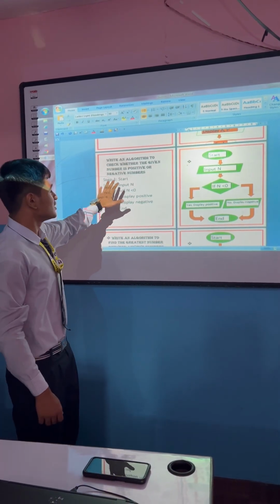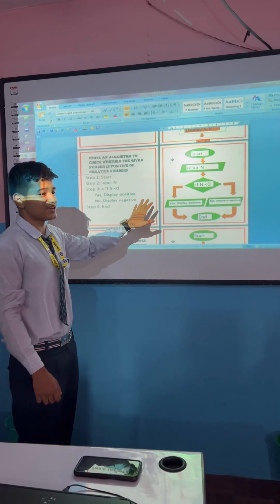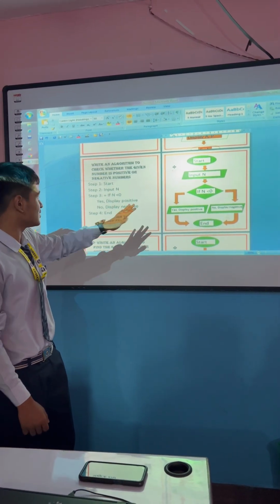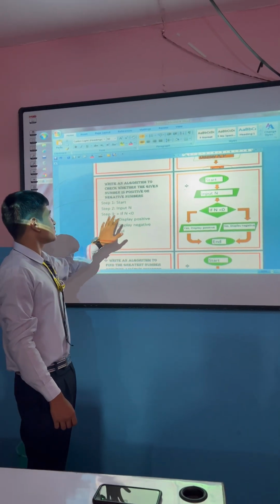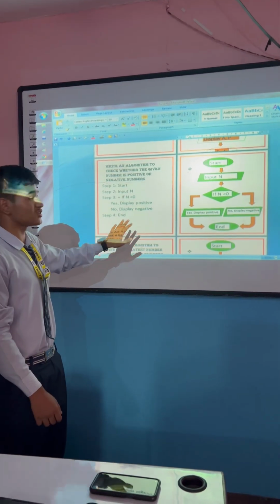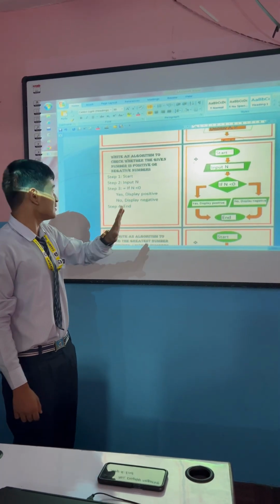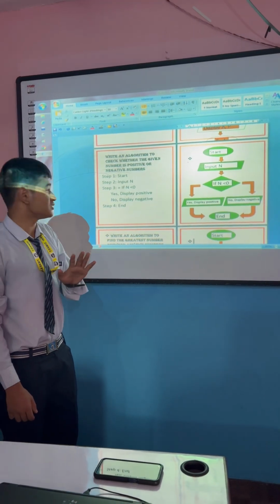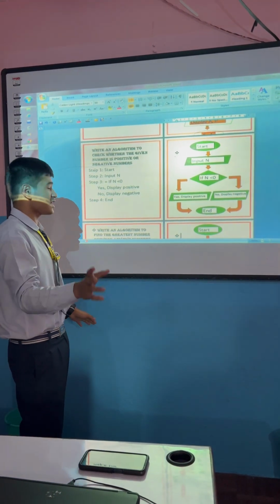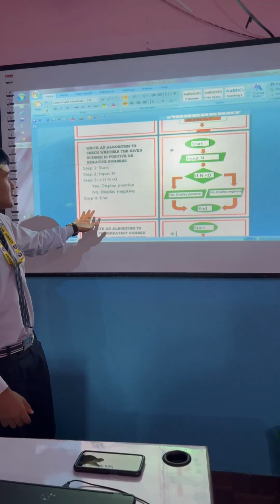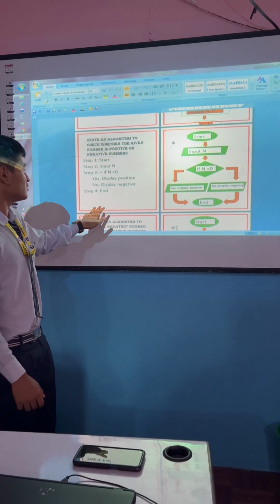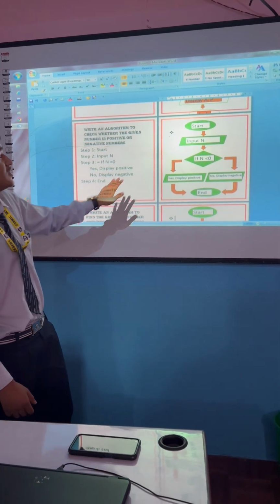Now here is the flowchart in which we have to use a diamond figure. It is the flowchart of whether a number is positive or negative. Firstly, step 1 start, step 2 input N, and step 3 if N is greater than 0. If yes, display positive. If no, then display negative. Step 4 end. Here is the flowchart.